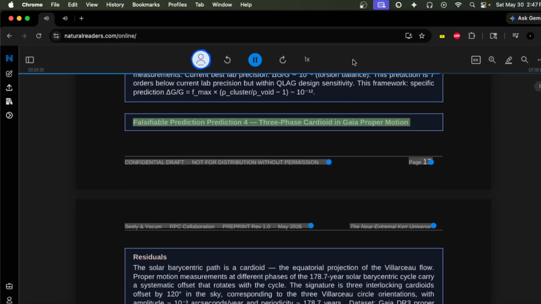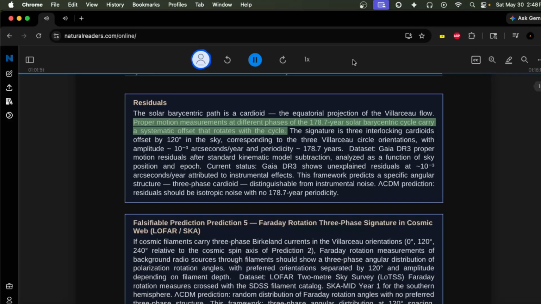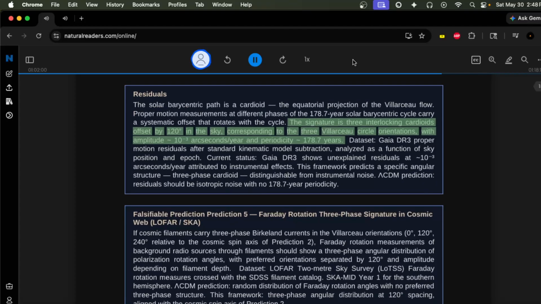Falsifiable prediction 4: 3-phase cardioid in Gaia proper motion residuals. The solar barycentric path is a cardioid, the equatorial projection of the Villarceau flow. Proper motion measurements at different phases of the 178.7-year solar barycentric cycle carry a systematic offset that rotates with the cycle. The signature is 3 interlocking cardioids offset by 120 degrees in the sky, corresponding to the 3 Villarceau circle orientations, with amplitude approximately 10⁻³ arcseconds per year and periodicity approximately 178.7 years.